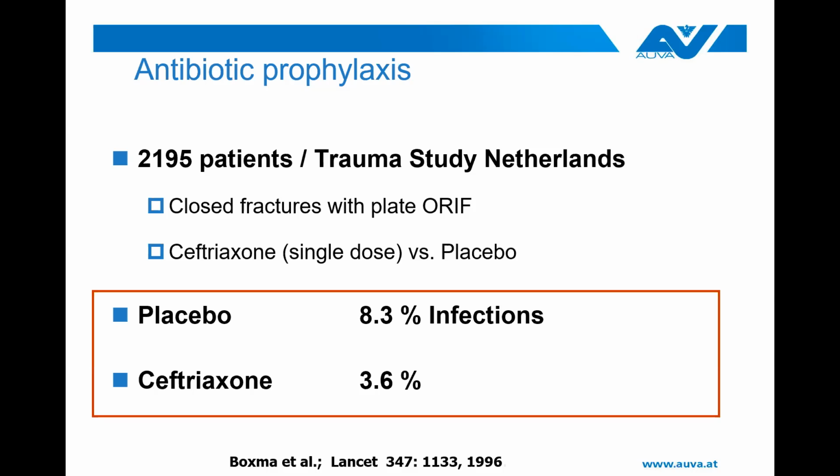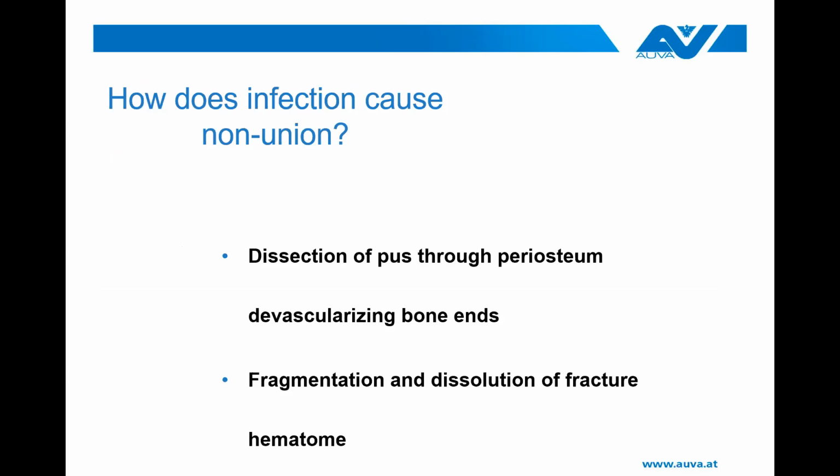20 or 30 years ago, there was a big study which made it obvious that ceftriaxone or another antibiotic works and reduces infections significantly. This infection causes the non-union because the bone will be devascularized, and then there will be a fragmentation and a dissolution of the fracture hematoma. And this is causing the non-union.